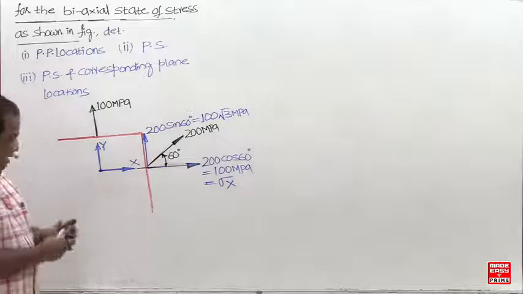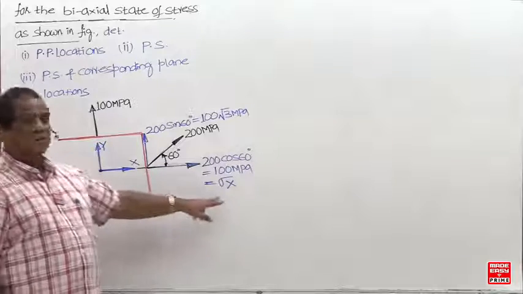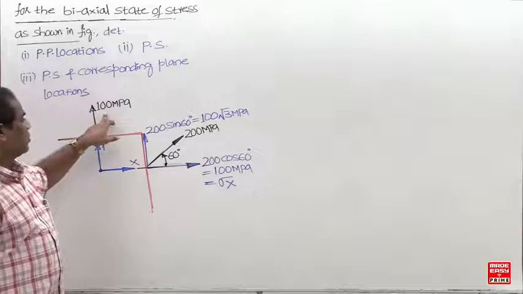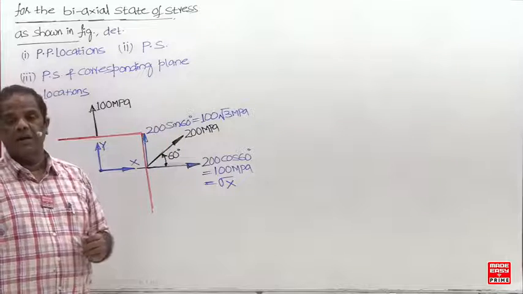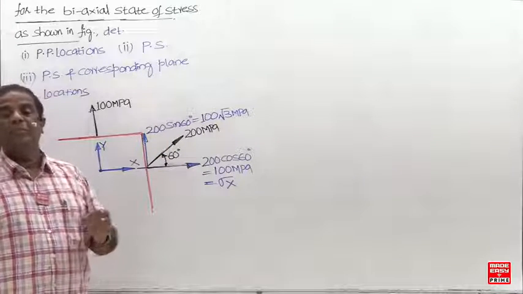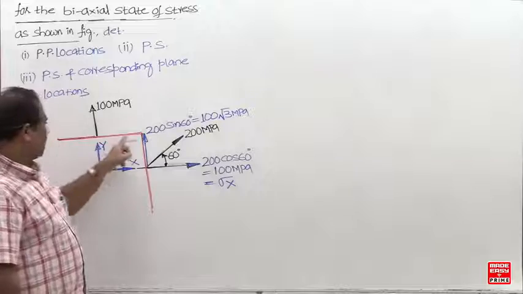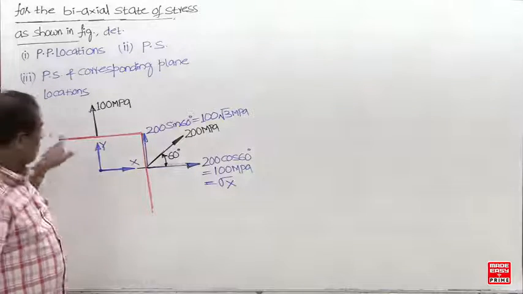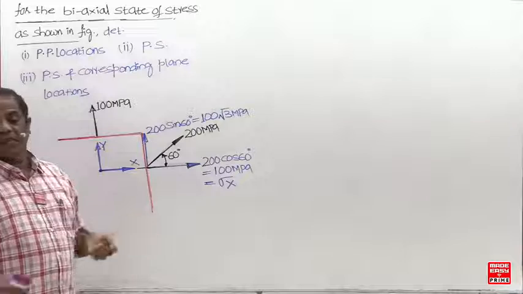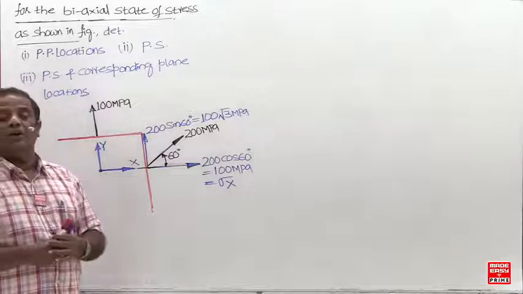But some students write sigma x equal to 100 and sigma y equal to 100 plus 100√3. That is incorrect. Sigma y means perpendicular to the y face. This is the y face, and this is the sigma y. This will be a tau xy. In the question, the complementary shear is not shown, but even if the complementary shear is not there, you always have to consider it.